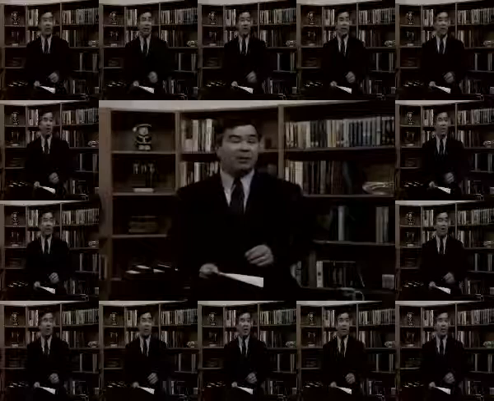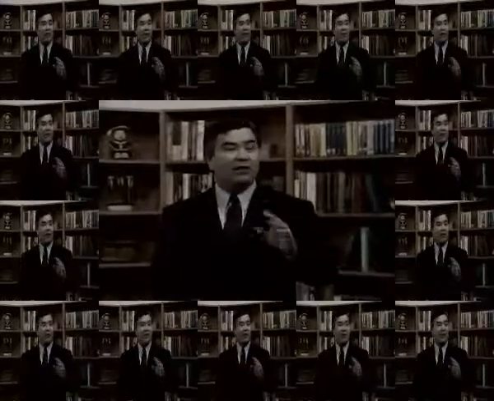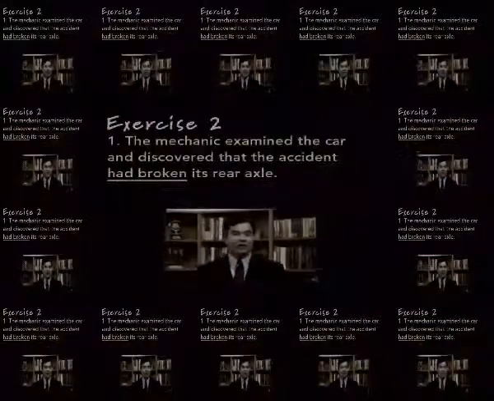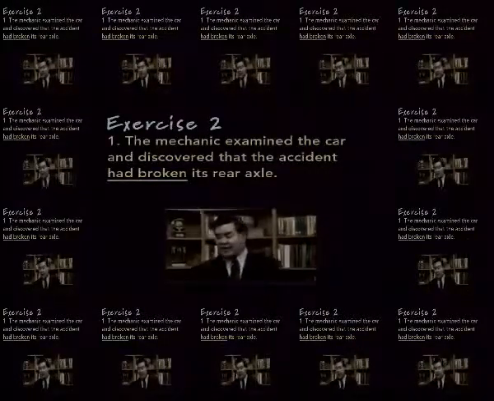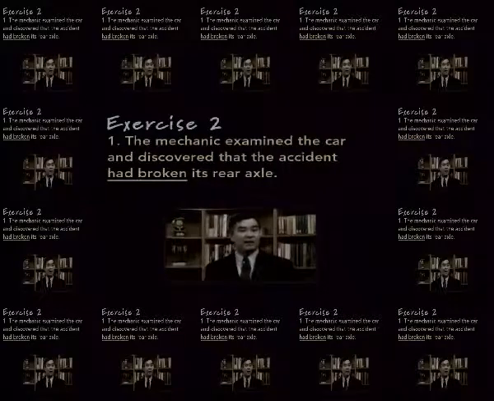In each of these sentences, an irregular verb is used and underlined. Your job is to decide whether the irregular verb that appears in the sentence is correct, and if not, to figure out what form of irregular verb would make the sentence correct. Let's look at the first example. The mechanic examined the car and discovered that the accident had broken its rear axle.